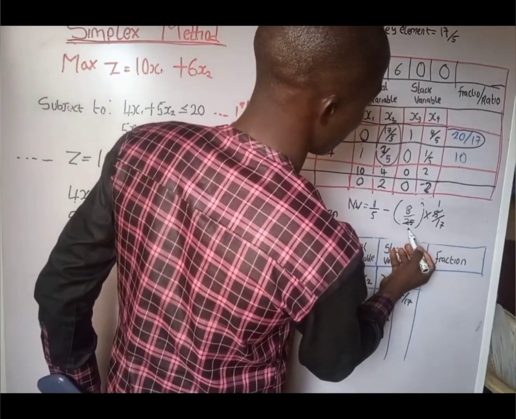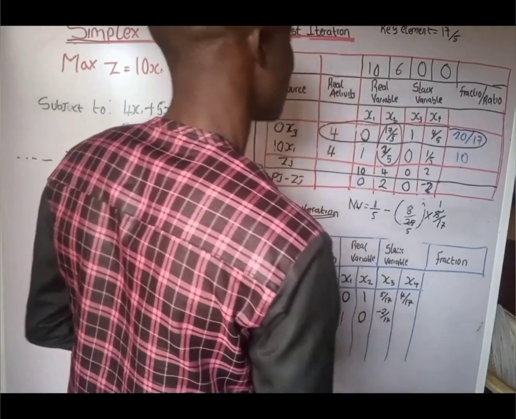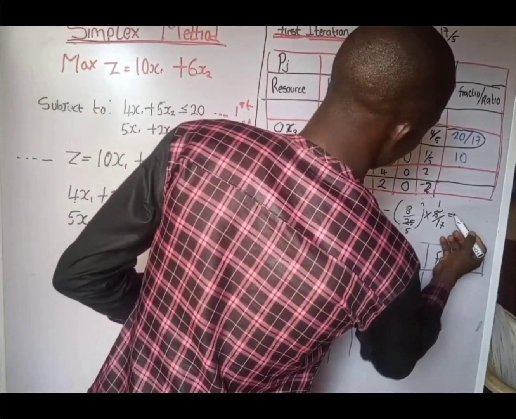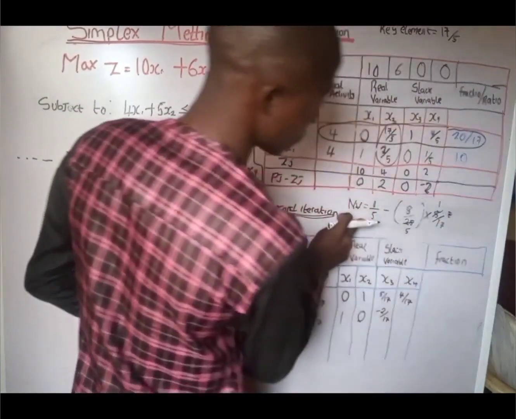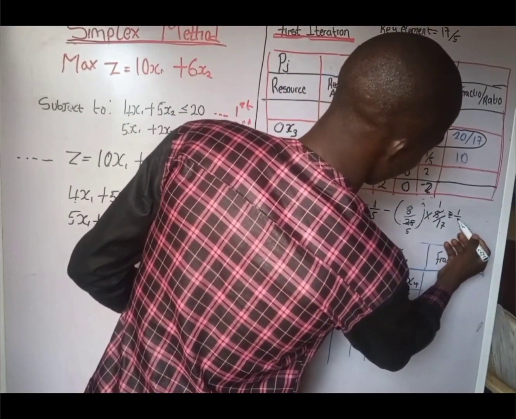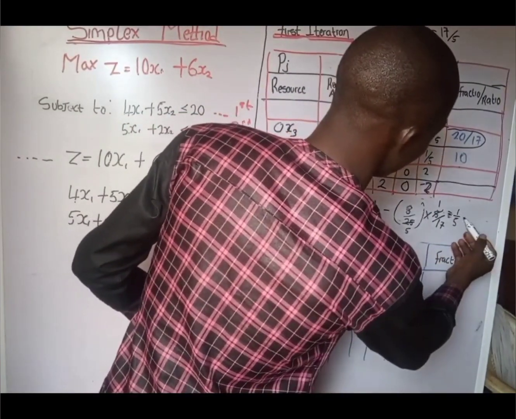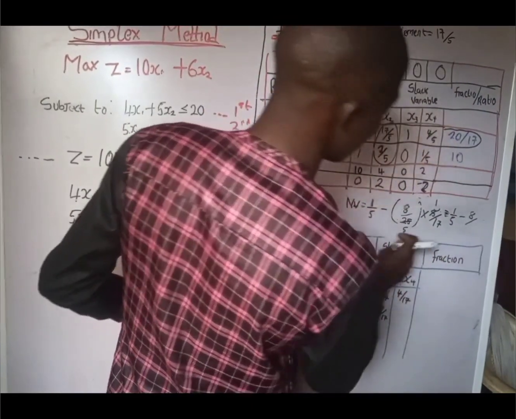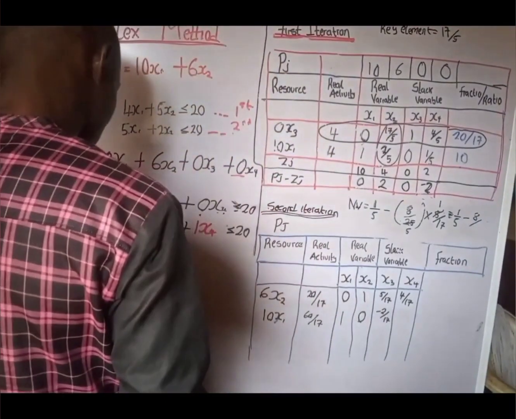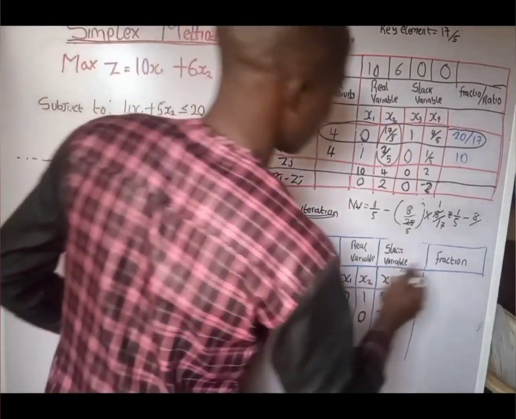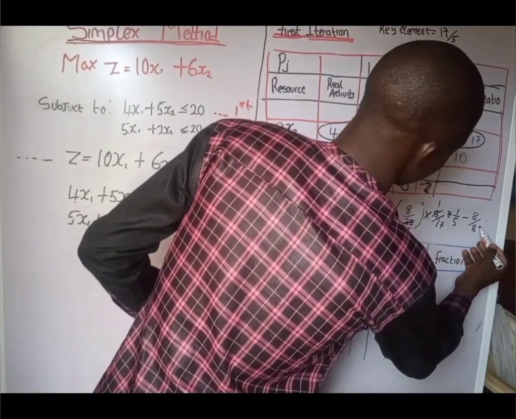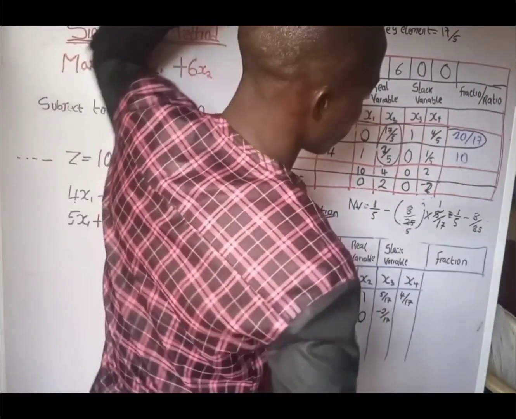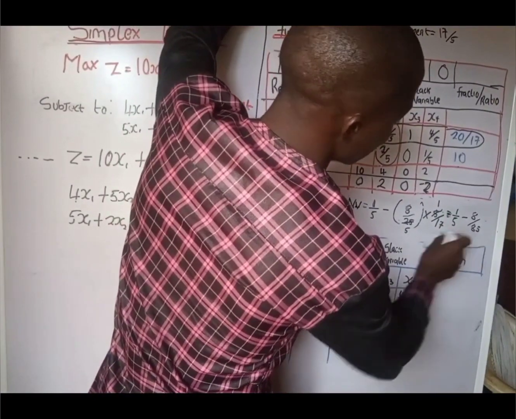5 and 25 will give me 5. At the end of the day, 8 multiplied by 1 is 8. So I'm going to have, don't forget, 1 over 5 minus 8 all over 5 multiplied by 17, that's 85. 8 over 85. So I've gotten 1 over 5 minus 8 over 85.